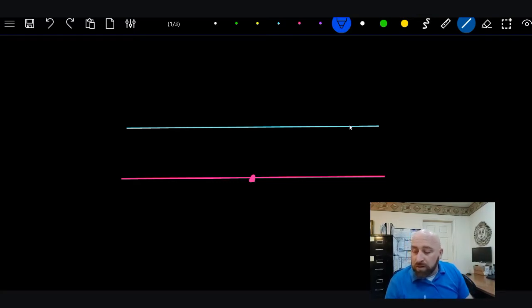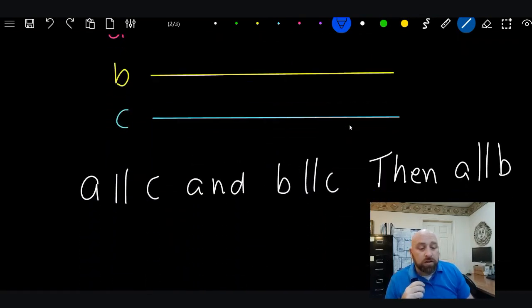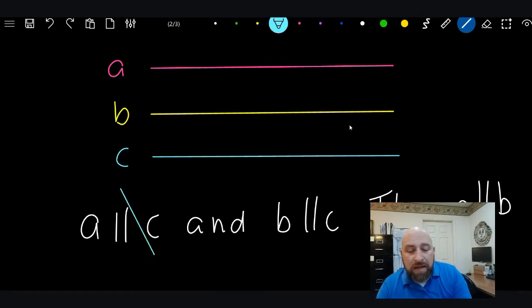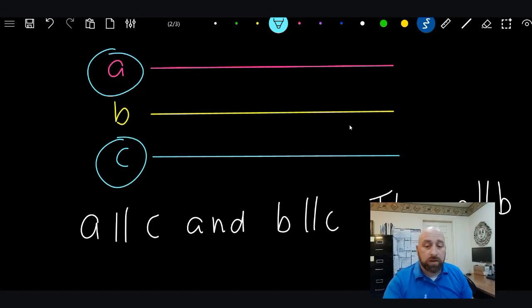Look down, postulate number 6, corollary 1. It says that if two straight lines are parallel to a third straight line, then they are parallel to each other. So that's this right here. If I've got 3 lines and I say, okay, A is parallel with C. So basically this line is parallel with this line.